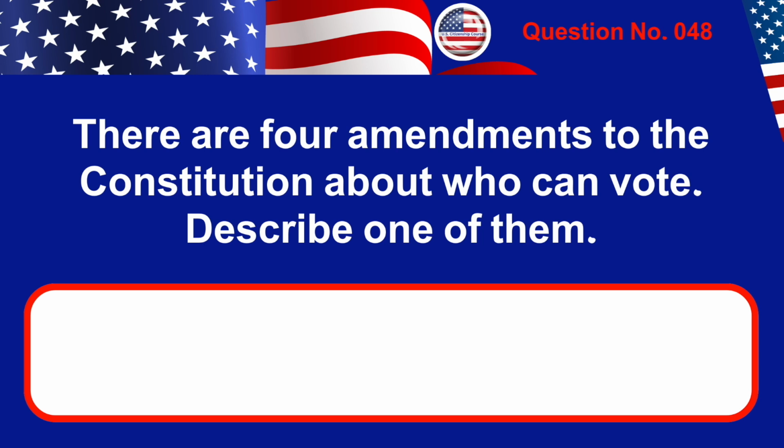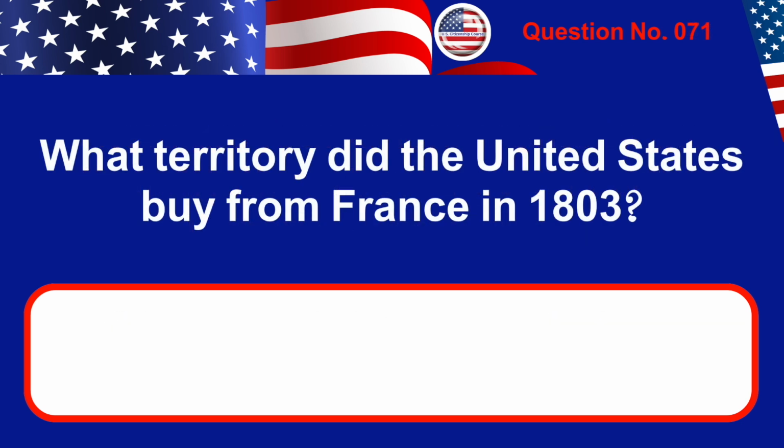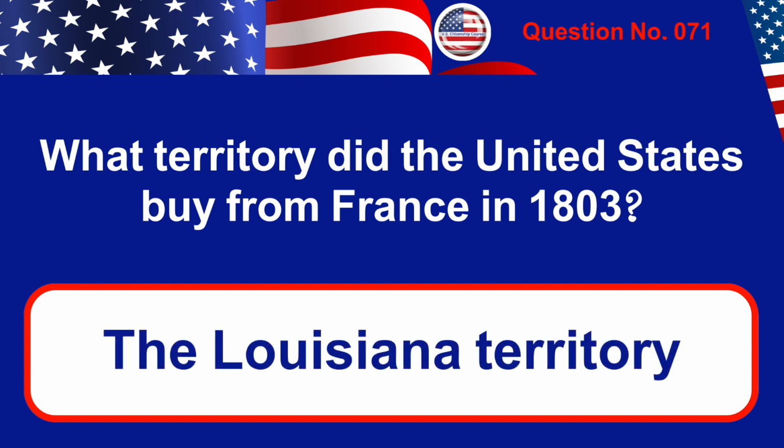There are 4 amendments to the Constitution about who can vote. Describe one of them. Citizens 18 and older can vote. What territory did the United States buy from France in 1803? The Louisiana Territory.